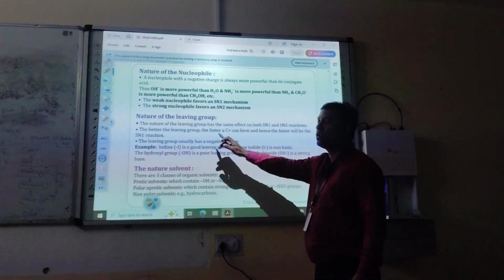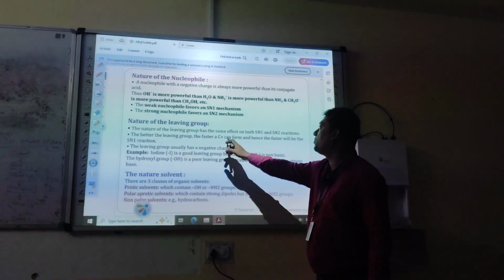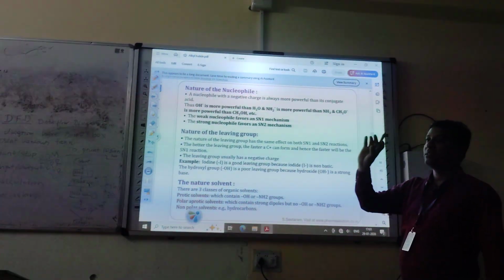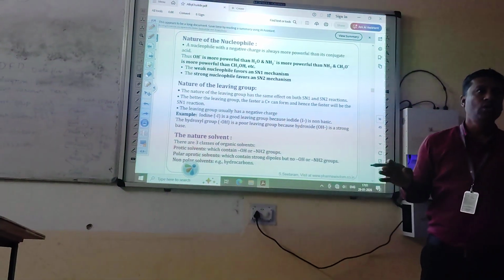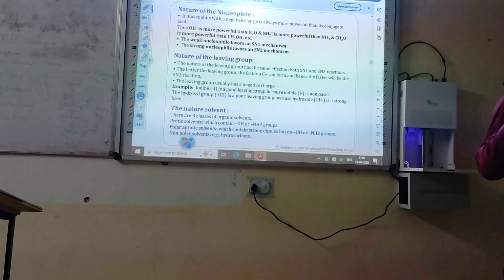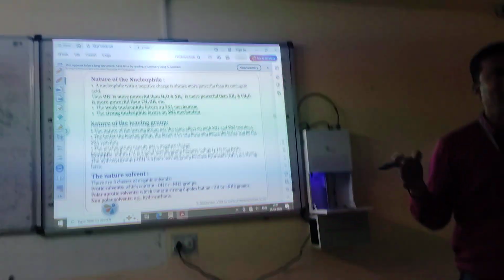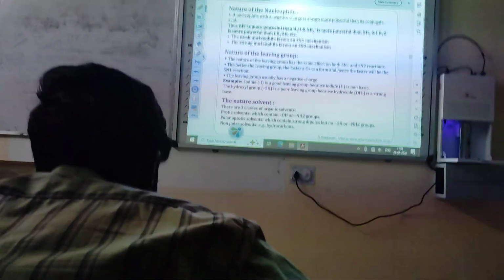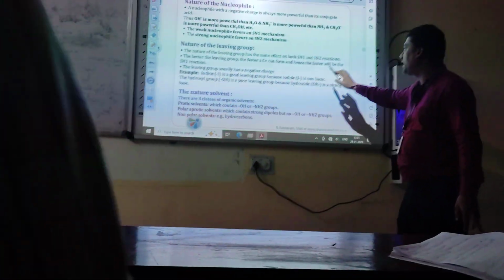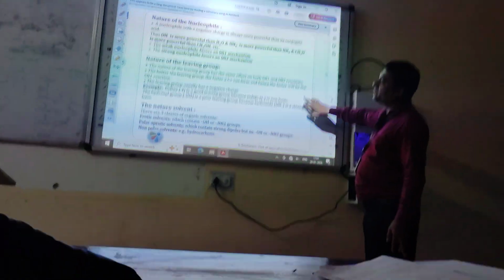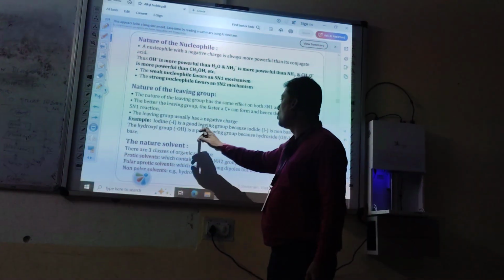If the leaving group is better, the faster C plus can form. If we compare fluorine, chlorine, bromine and iodine, which will leave faster? Iodine, then bromine, then chlorine, then fluorine. The better the leaving group, the faster C plus can form, and hence the faster the SN1 reaction. The leaving group usually has a negative charge. For example, iodine is a good leaving group.